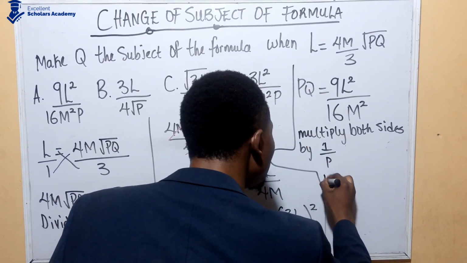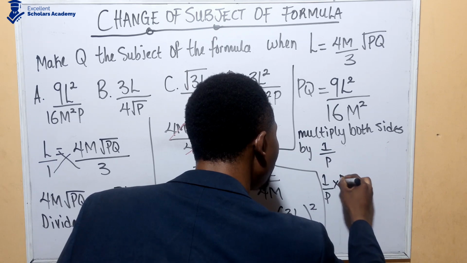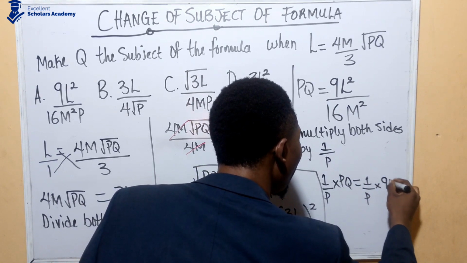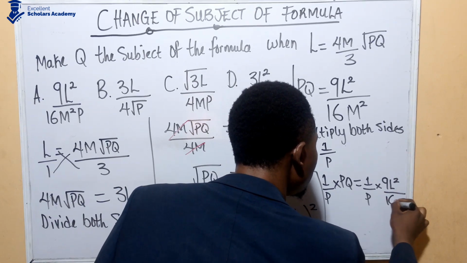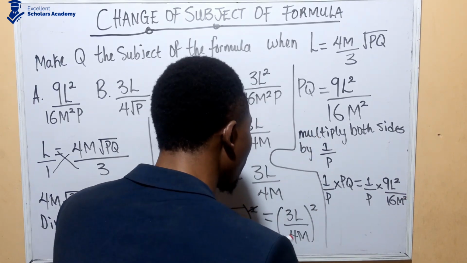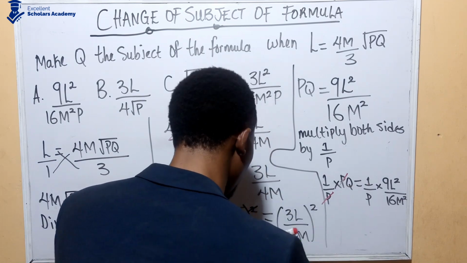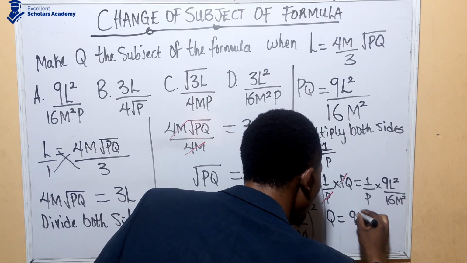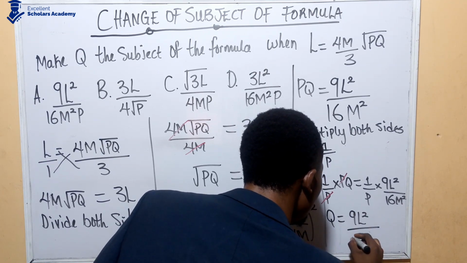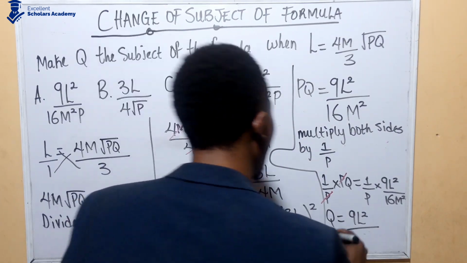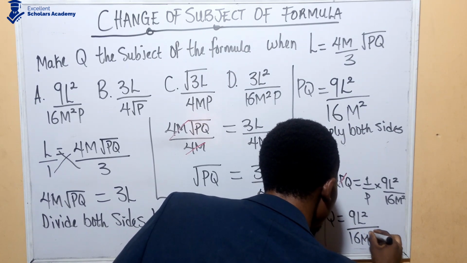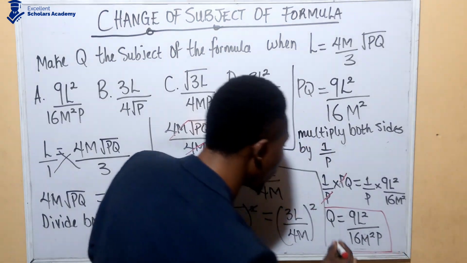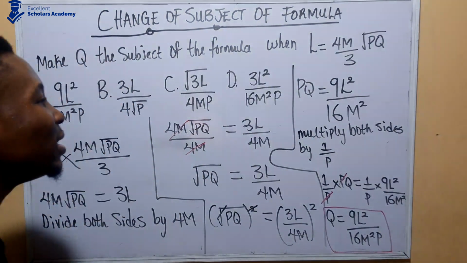So when you do that, you notice that this becomes 1 over P multiplied by PQ is equal to 1 over P multiplied by 9L squared over 16M squared. Now when you do that, like I said, P cancels P here, and then you're left with Q is equal to 1 times 9L squared gives you 9L squared over P times this gives you 16M squared P. Alright? So when you make Q the subject of the formula, this is what you are going to have: 9L squared over 16M squared P.